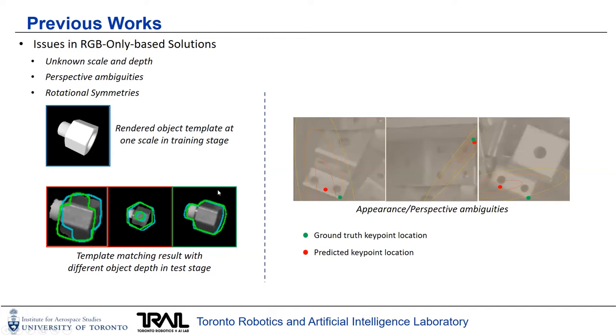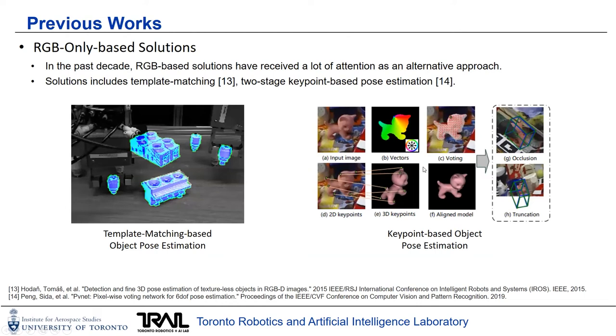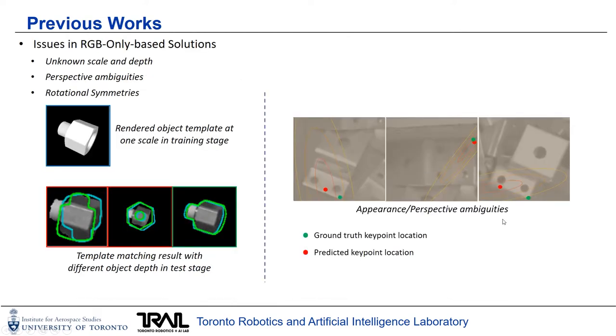Another limitation is this intrinsic appearance, perspective ambiguity problem. We can see that for some objects, because you only have this 2D information, it's difficult to determine the rotation, even if the object flips 180 degrees. For example, in this case, when we're using PVNet, this keypoint based approach, because of this intrinsic perspective ambiguity, the keypoint prediction can be totally messed up, right? This estimate of a keypoint is completely wrong, because the network cannot differentiate this perspective. So that's what happened in this RGB image.